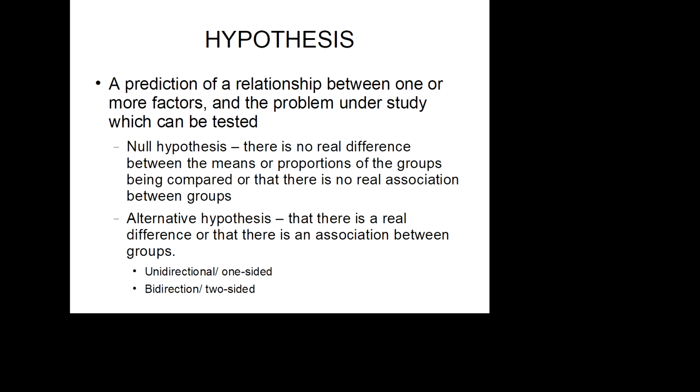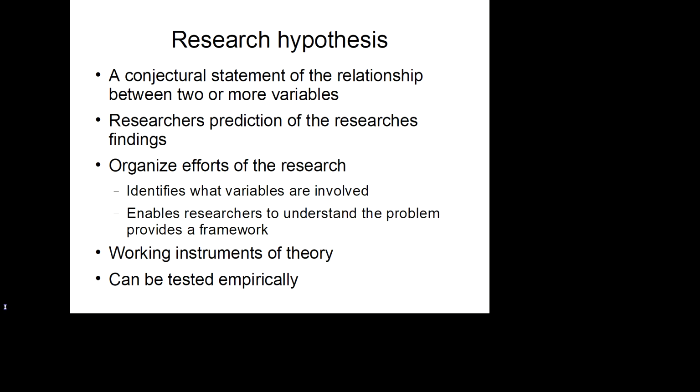Okay, moving on to hypothesis. So a hypothesis is a prediction of a relationship between one or more factors and the problem under study which can be tested. There are two kinds of hypotheses, namely your null and alternative hypothesis. Null hypothesis means that there is no real difference between the means or proportions of the groups being compared, or that there is no real association between groups. An alternative hypothesis, on the other hand, is that there is a real difference or that there's an association between groups. There are two kinds of alternative hypothesis: unidirectional or one-sided, and bidirectional or two-sided.